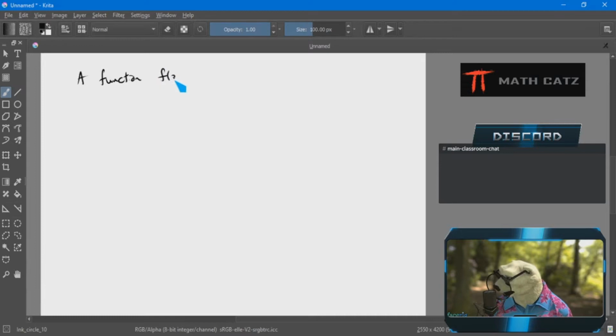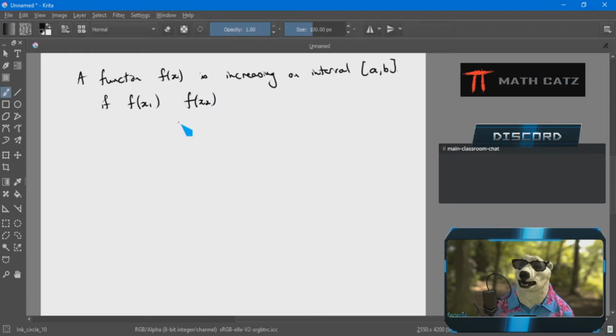If I have a function, let's call it f of x, we officially say it is increasing on an interval. Let's call the interval x1, x2. It can really be anything. Let's call it a and b actually. That's going to be better. A to b. If I take two x values in this interval and I compare the y values, the function values, let's have a picture.